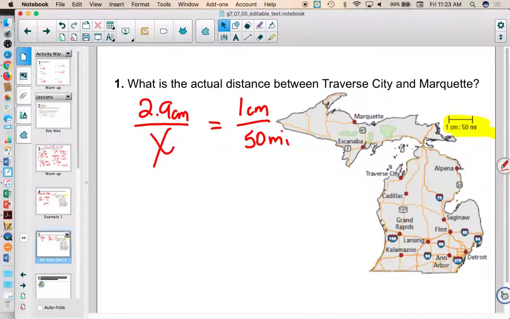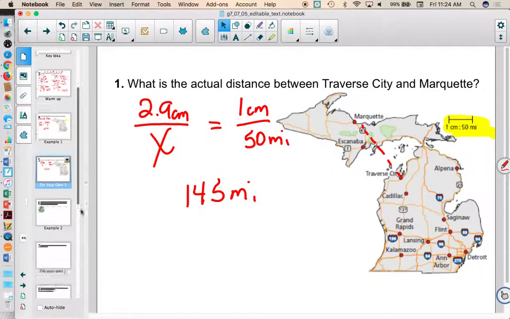What is the actual distance between Traverse City and Marquette? Traverse City to Marquette. What's its actual distance? What did you get, Keenan? 145 miles. Do we agree? Making sense, ladies and gents?